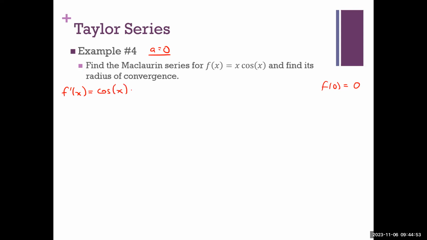Cosine x plus or minus x sine x? Product rule: the derivative of the first function times the second, so 1 times cosine x, plus the derivative of cosine x, negative sine of x, times x. What's the second derivative? Negative sine x. And then what?